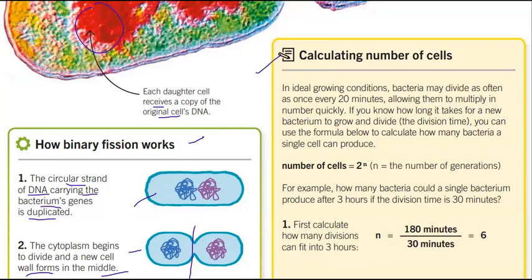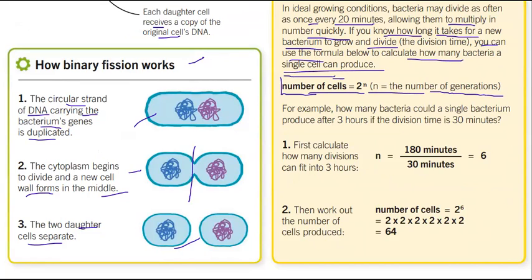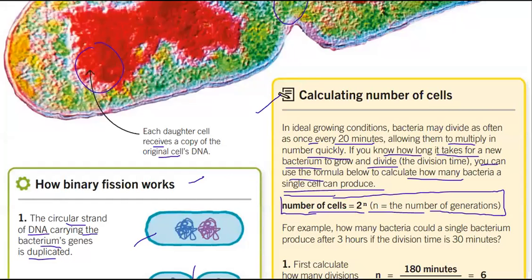Now we'll see calculating the number of cells. In ideal growing conditions, bacteria may divide as often as once every 20 minutes, allowing them to multiply in number quickly. If you know how long it takes for a new bacterium to grow and divide, you can use the formula to calculate how many bacteria a single cell can produce. The formula is number of cells equals 2 power n, where n is the number of generations. So this is the formula for calculating the number of cells.